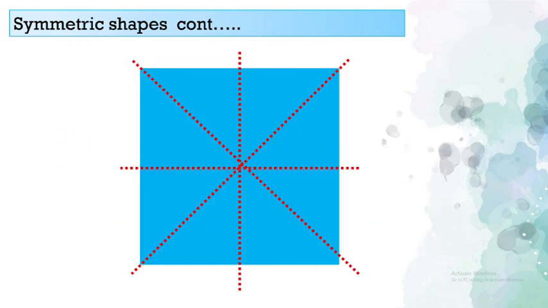Here is a picture of a square. Can you tell how many lines of symmetry are in a square? Do you know how many angles are in a square? Yes, a square has 4 angles. That means in a square we can divide it into 4 equal parts, or 4 lines of symmetry.